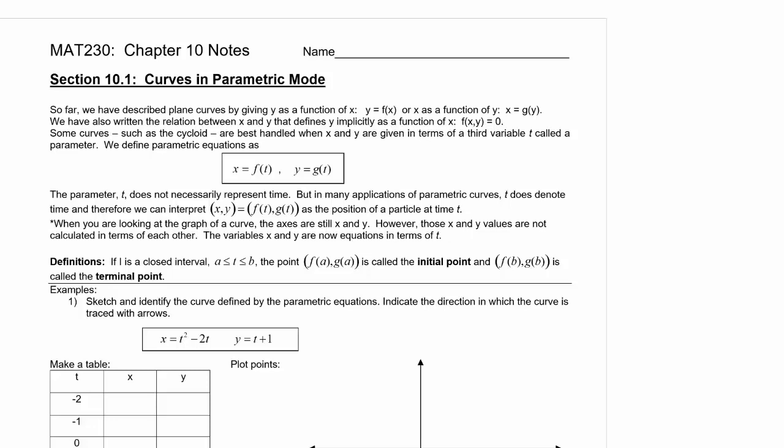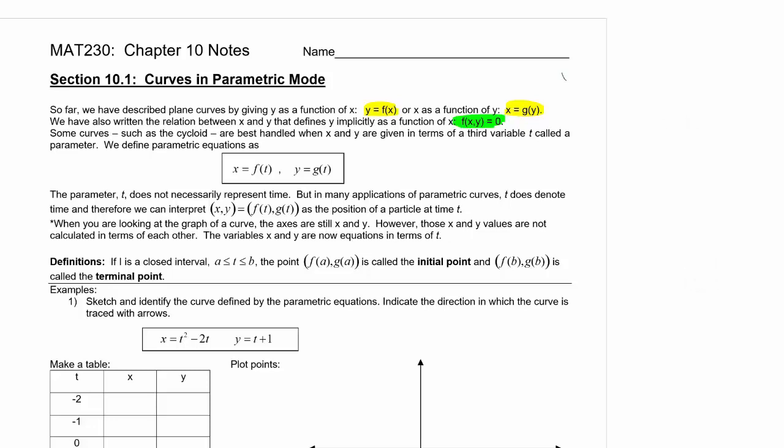So far we have described plane curves by giving y as a function of x. So what that looked like was y equals some function of x, just like that, or x is a function of y. We've also written the relation between x and y that defines y implicitly, and so it didn't always equal 0. Perhaps it equaled another implicit function of x and y. Some curves, such as the cycloid, are best handled when x and y are given in terms of a third variable, t, called a parameter.